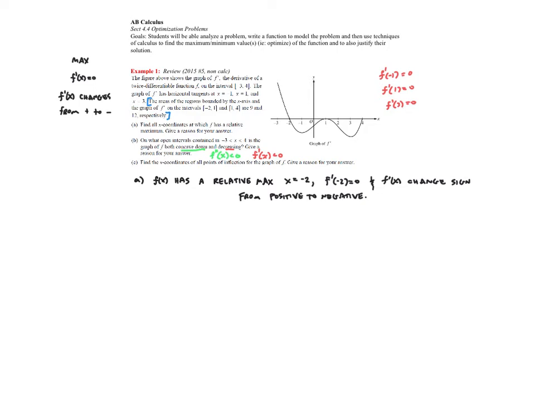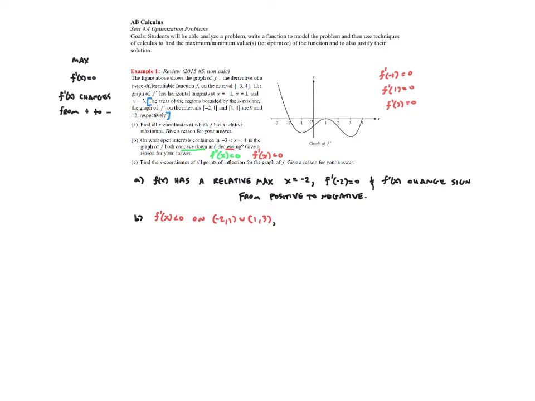So let's analyze the graph. Let's isolate first where f prime is less than 0. That would be everywhere from negative 2 to 4. Actually, not everywhere, but everywhere except for x equals 1. F prime is less than 0 on the interval from negative 2 to 1 and from 1 to 3.